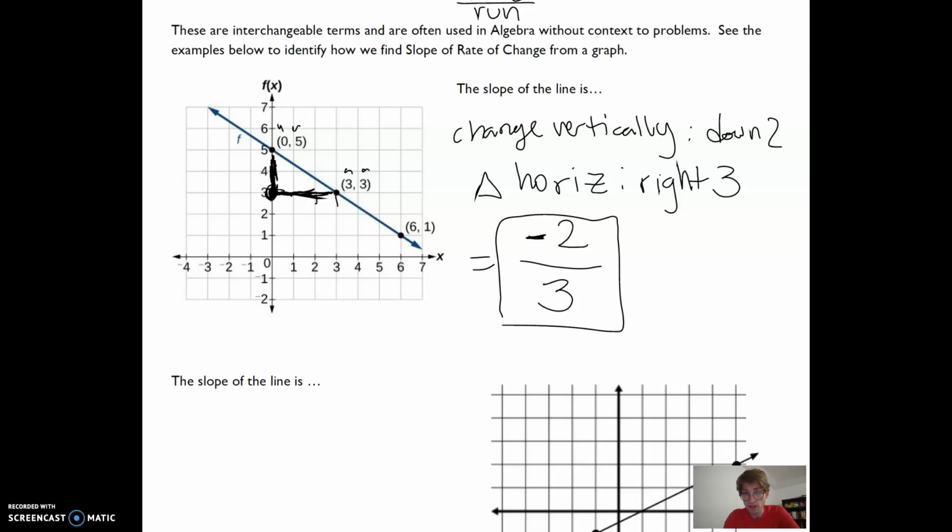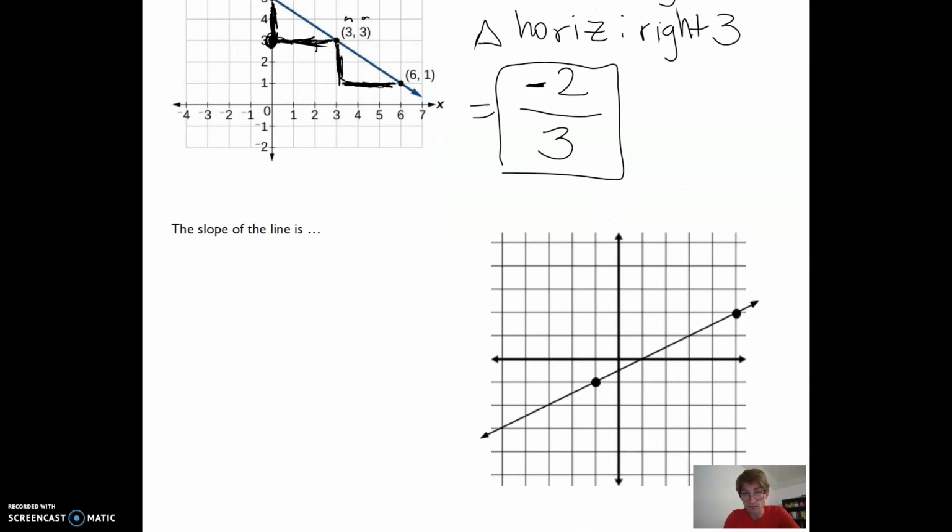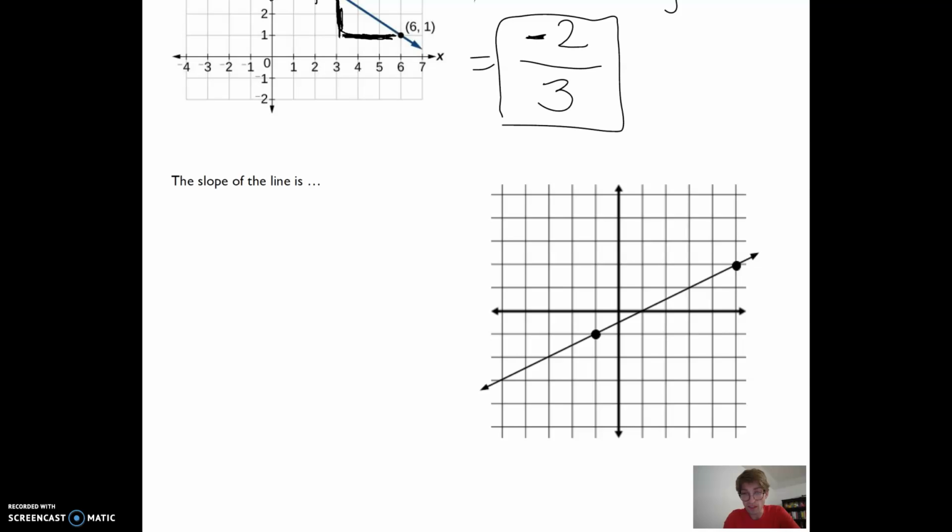I also want you to look at the other points in this. If we were to draw another triangle in this same graph, find the slope that way. What do you notice? Hopefully you notice something. But I'm going to move on to the last one. The slope of this line. I see my 2 points.